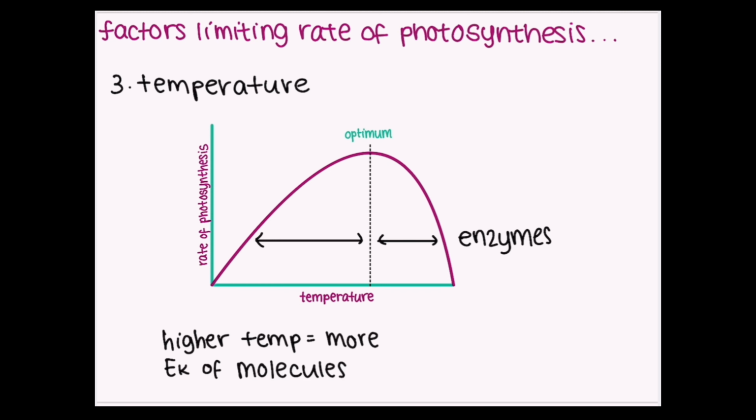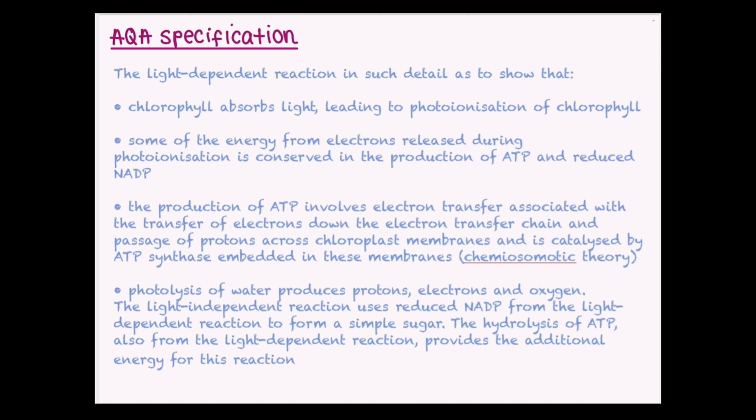However, if the temperature continues to increase far beyond the optimum, the enzymes will begin to denature, meaning that they are no longer functional and cannot catalyze the reactions involved in photosynthesis, meaning that the rate of reaction will ultimately drop and eventually come to a complete halt.